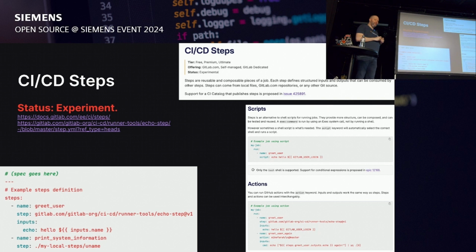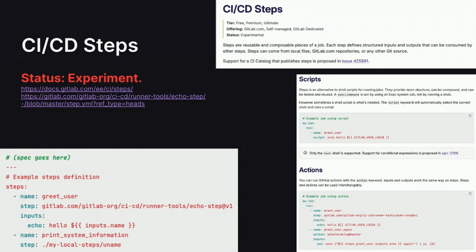Steps is something I wanted to share, but I didn't try it yet, so I didn't have time. The idea is that you not only run a job with scripts, script execution, but you can actually define steps. And this is a little bit inspired by GitHub Actions.